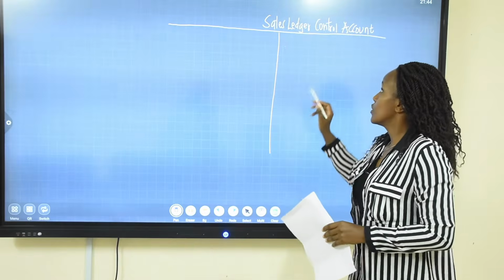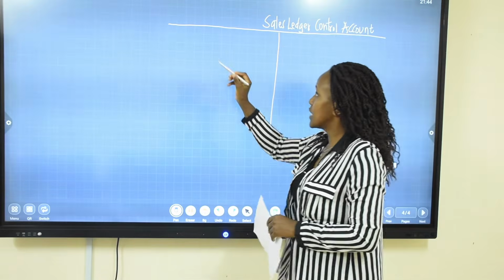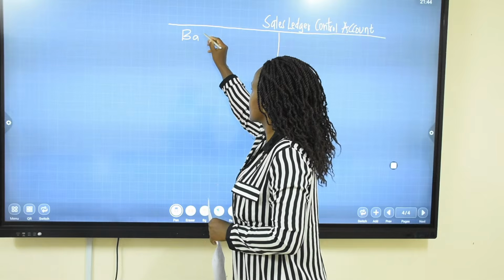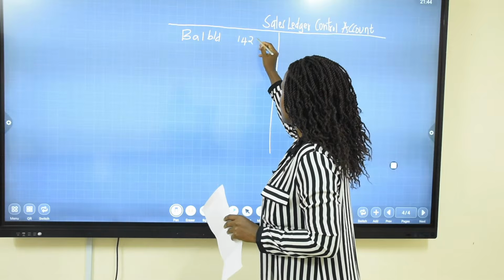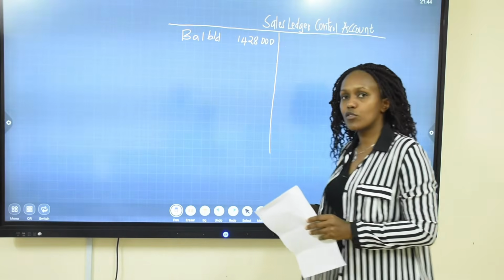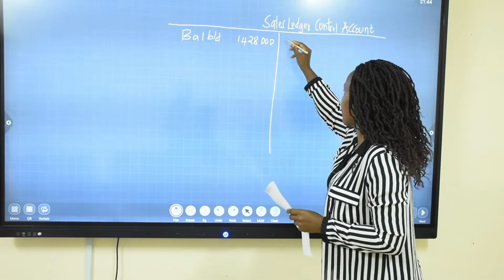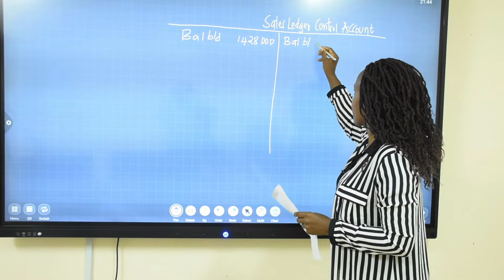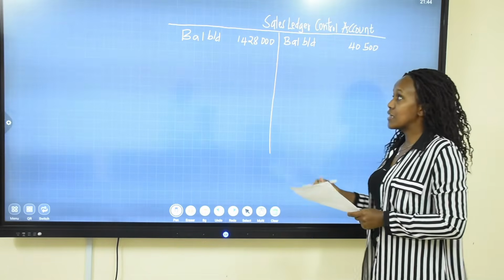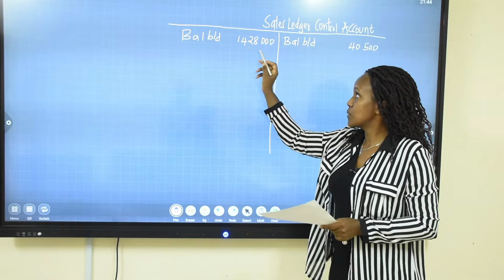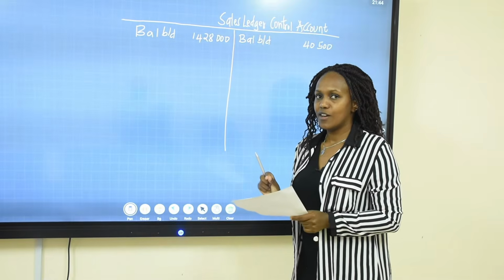To answer our question, we are going to start by preparing the sales ledger control account. We are going to first of all identify the debit balance and the credit balance on this account. Our debit balance from our question is 1,428,000. Then we are also going to identify the credit balance as given. The credit balance is 40,500. We have already discussed that the item represented here on the debit side represents the amount that is owing from the debtors.